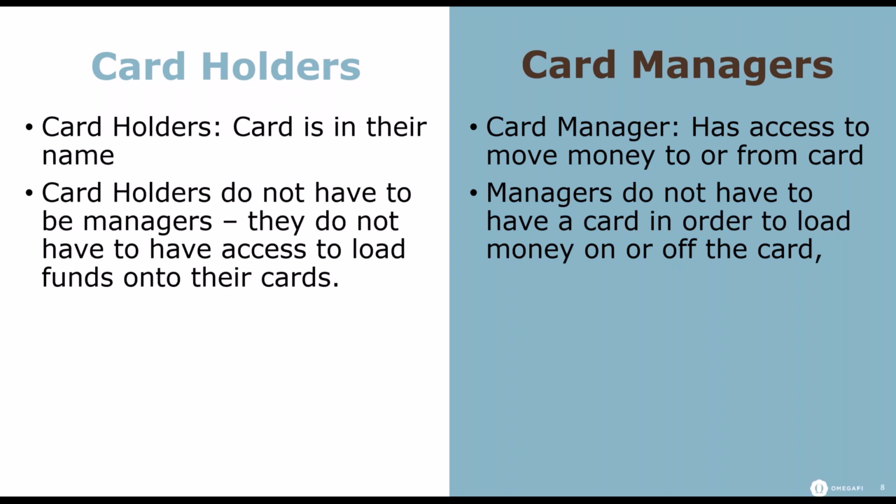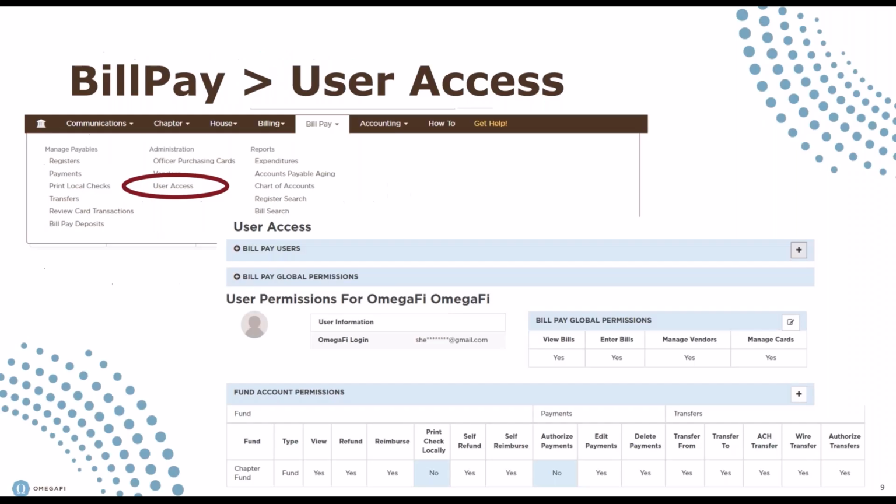Everybody can have the exact level of user access that they need to do either of these things. So you can update user access for the Vault for the officer purchasing card as needed under Bill Pay's user access section, which you'll find here. Bill Pay has its own separate user access, so you'll want to make sure that you've granted their global permissions and that they have the appropriate permissions to either view bills, create bills, manage their vendors, or manage cards. And then once you've done that, you'll also add fund account permissions as needed.